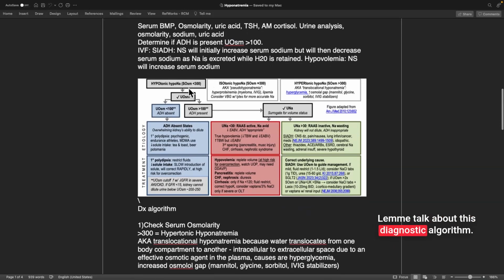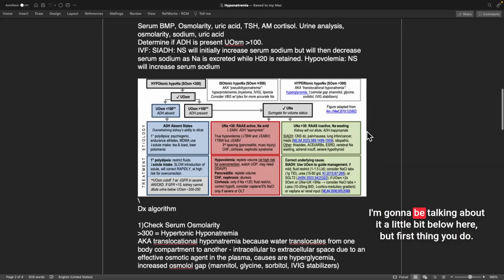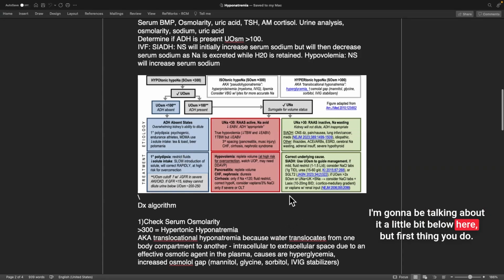Let me talk about this diagnostic algorithm for a second. You should pause this video and take a screenshot. I'm going to be talking about it a little bit below here.